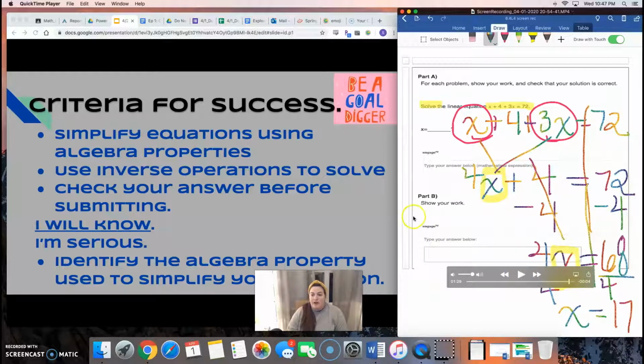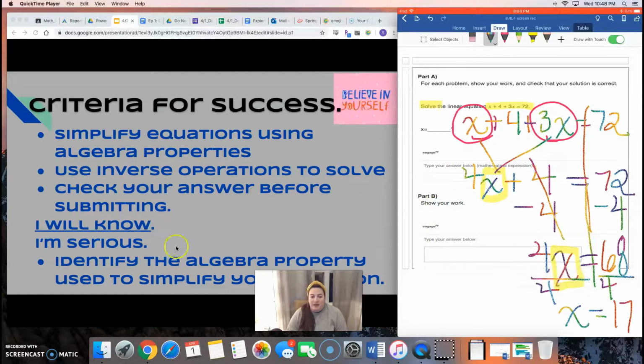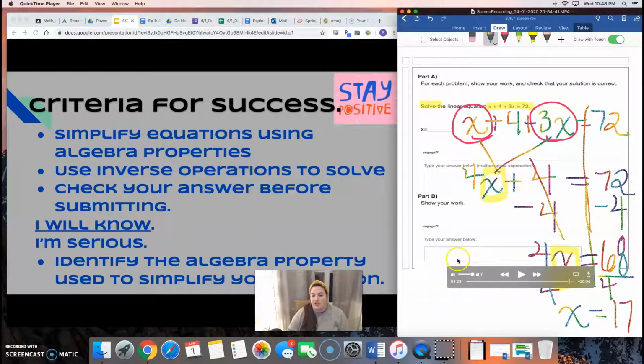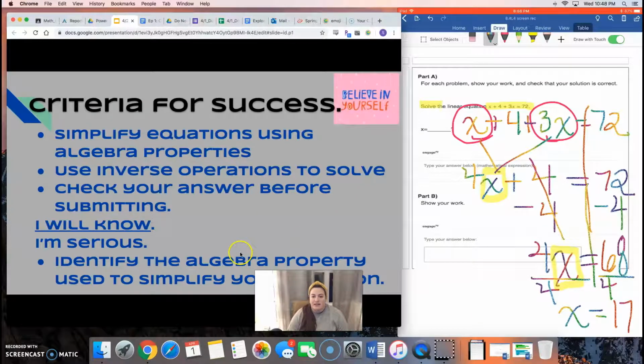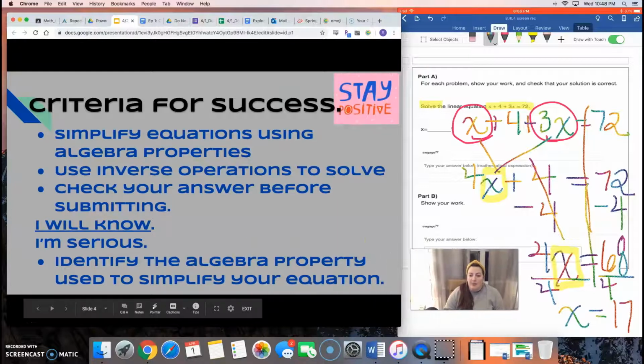So when it asks us to, actually, my bad, not in this question is it going to ask about the algebra property, but you'll see in the questions after this question how it asks you to refer to the algebra property. So I'll give you a quick review on what those algebra properties could be. And then, like I said, I'm going to show you how you are going to type your work up. How are you going to show your work? So let's get back over to our handy dandy PowerPoint.